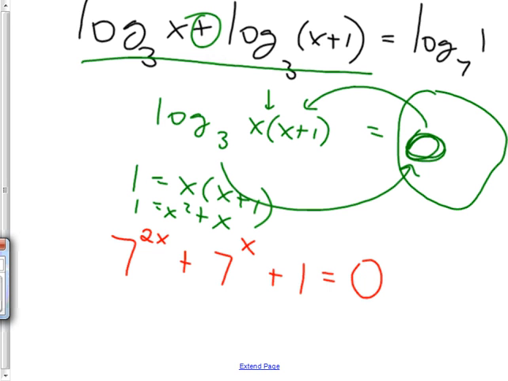Move the 1 to the other side, I say minus 1. And now it's equal to 0. Now I can see if it factors. It doesn't factor. And then what do you move to? We don't want factor. Quadratic formula.